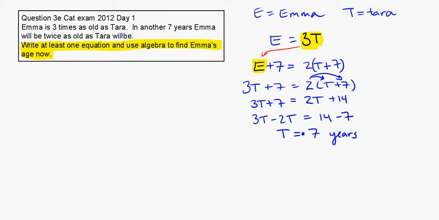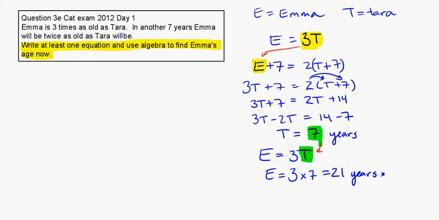So if Emma is 3 times Tara, we go back to our original equation here, Emma is equal to 3 times Tara. Same idea with substitution. We know that t is equal to 7. So let's replace that t with a 7, a direct substitution again. So here we now have 3 times 7 is equal to Emma, and that is equal to 21 years old. So we have answered the actual question now. Emma is 21 years old.